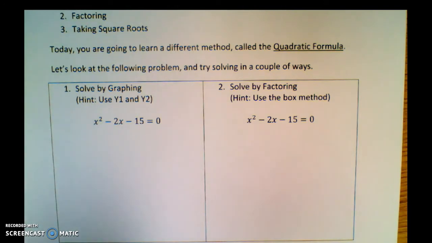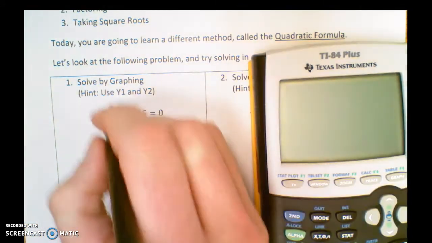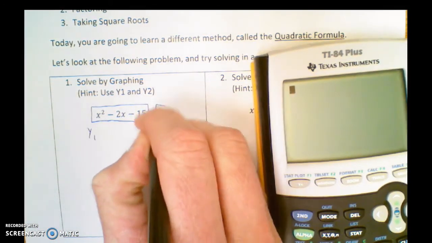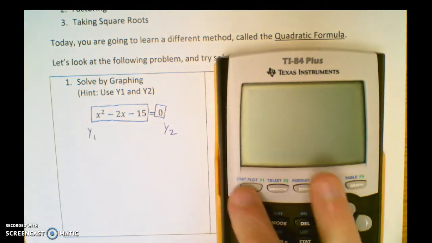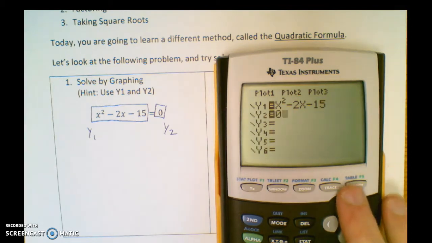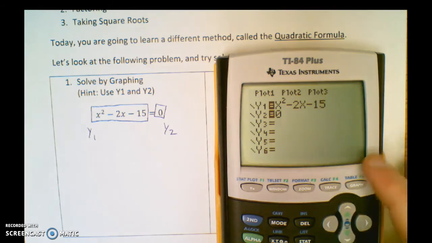Alright, so for the first one, let's review solving by graphing. Solving by graphing is when you used y1 and y2 on your graphing calculators. So remember the left hand side was y1 and the right hand side was y2. If you hit y equals, and then you just type in the equation you have, y1 is the left hand side, y2 is the right hand side, and you graph.